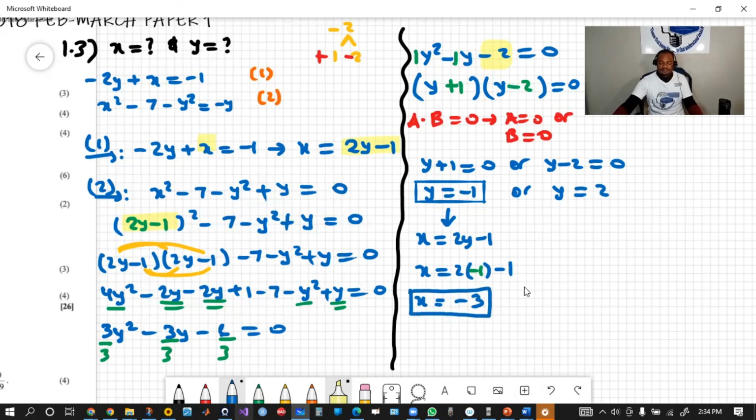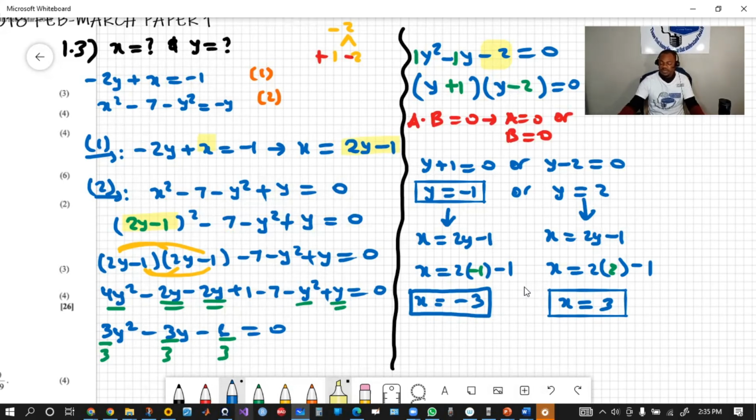Over here also, y equals 2. So what does it say? Because x is equal to 2y minus 1, we sub in the value of y. Y is equal to 2, so this will be equal to 3. So we say when y is equal to 2, x is equal to 3. So that's the equation solved simultaneously.